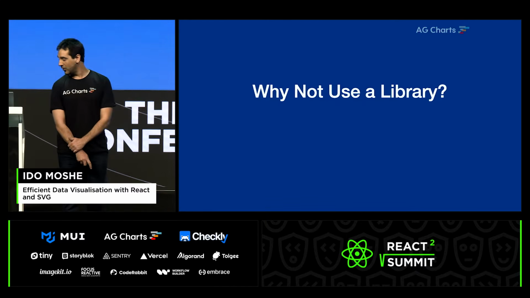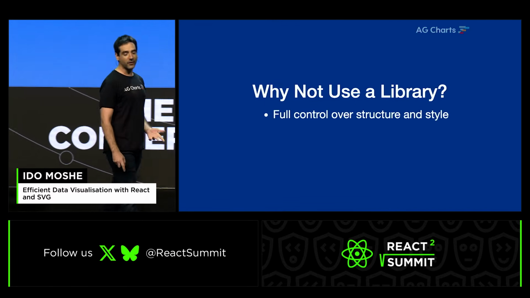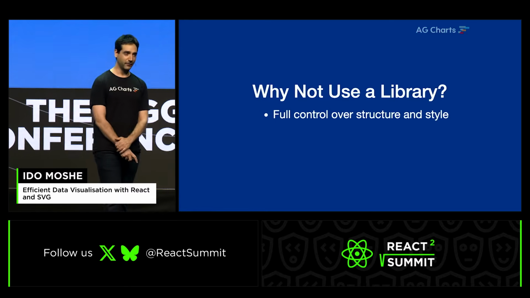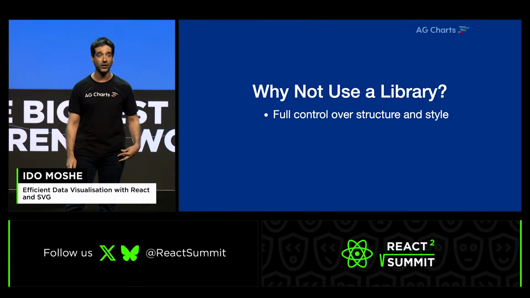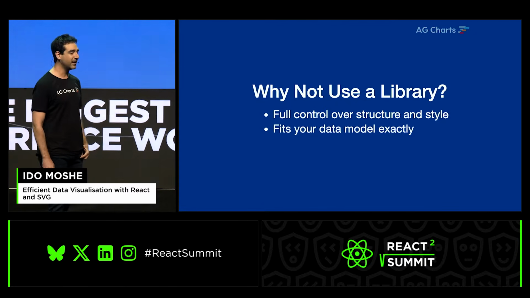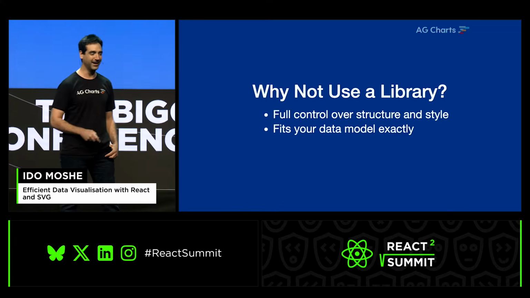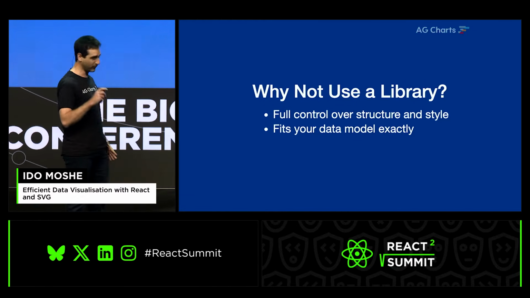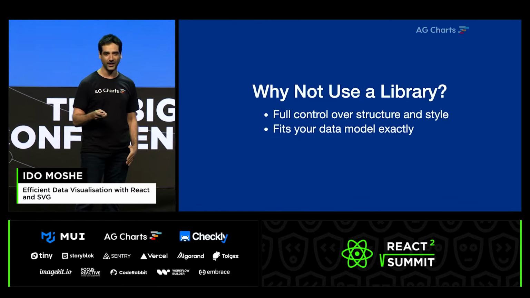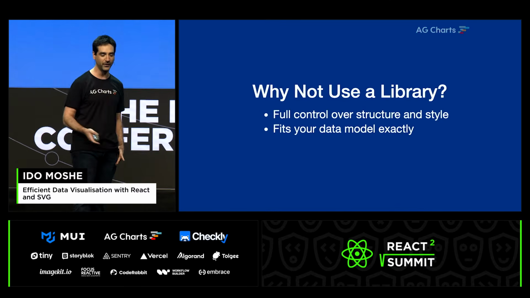So first of all, why not use a library? You get a lot of benefits from building things by yourself. First of all, you get full control over the structure, the style, and the behavior of your component. It gets to work perfectly with your data model. You can make sure that it works precisely with what is important to you and not support any other mapping or unnecessary features to your specific use case.